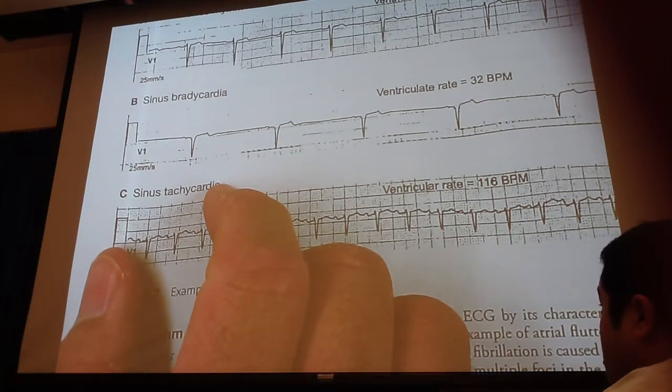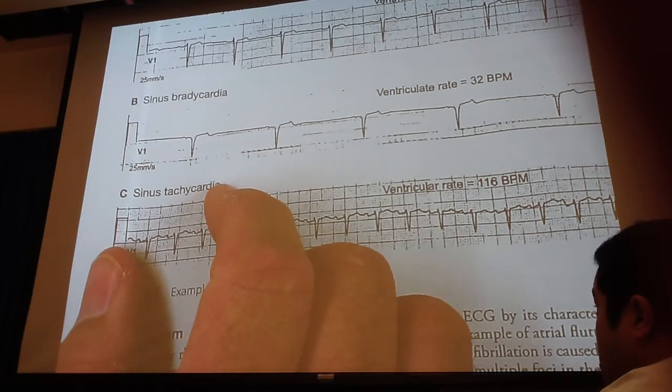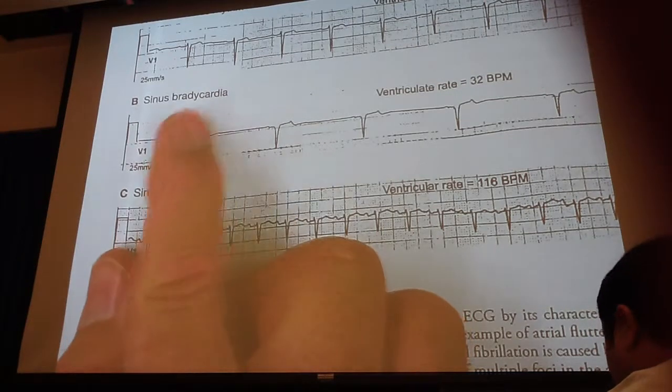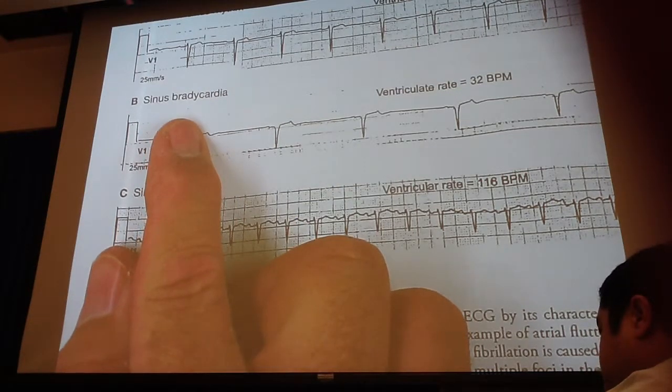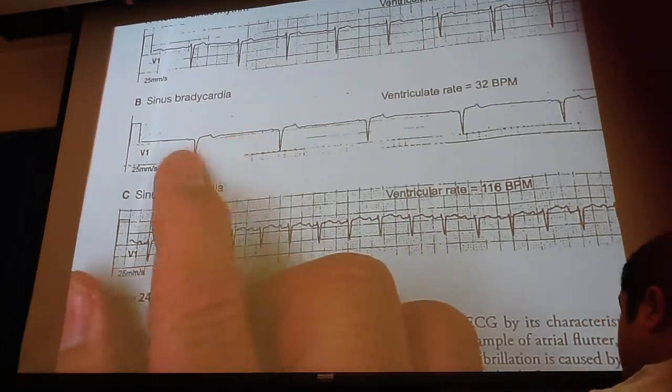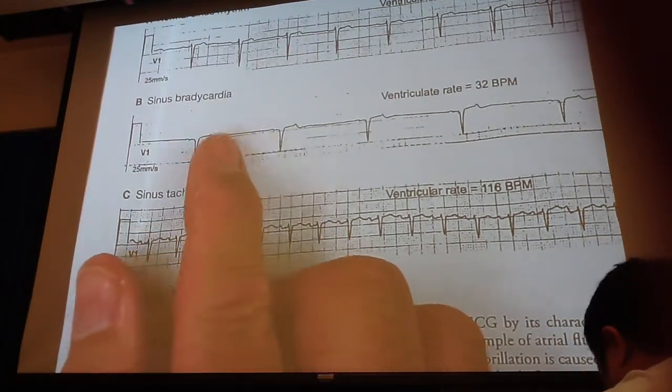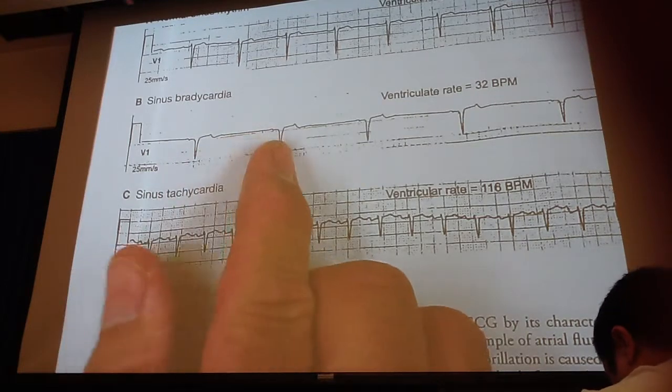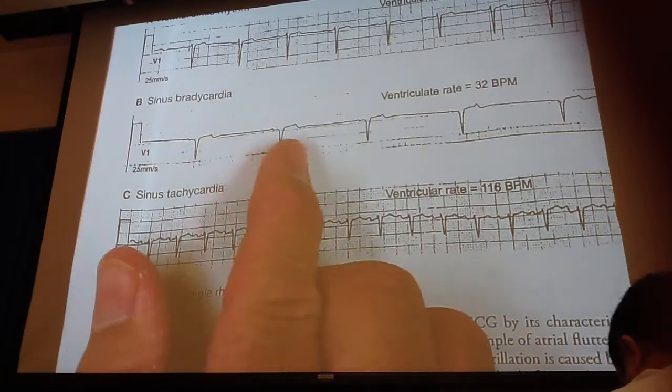What does the sinus part mean? It's coming from the SA node. Normal impulse from the SA node. Okay, yeah, basically all of your components are there. You still have the PQRST, so all of your components are there, it's just that it's very slow.